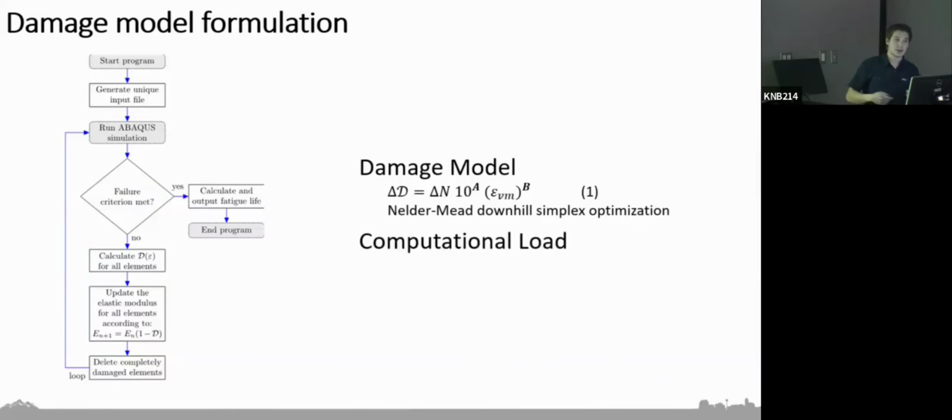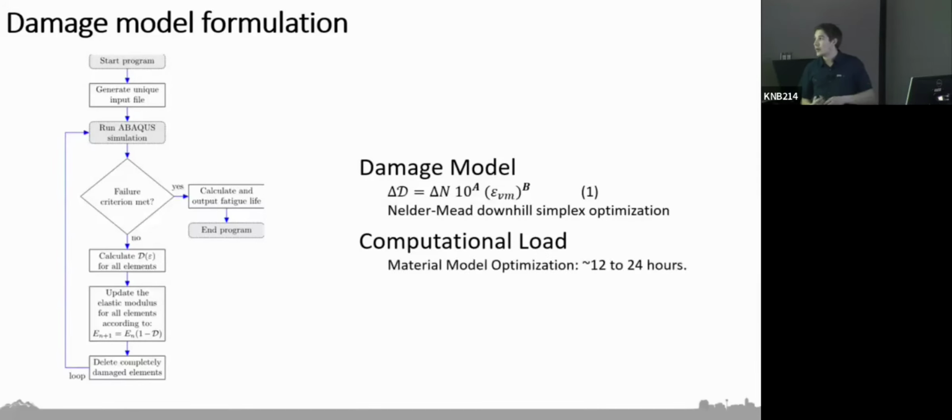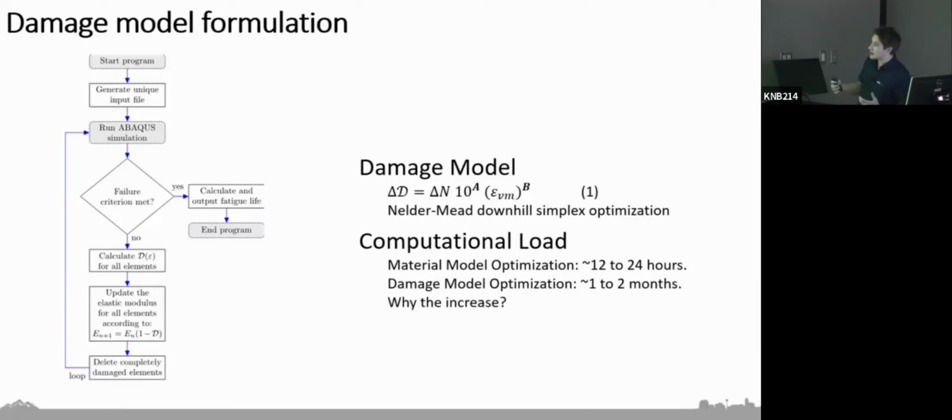And this process, of course, becomes much more computationally intensive. So when we think back to this material model optimization, again, we were looking at somewhere between 12 and 24 hours, depending on how many bones we were optimizing on. But when we run this damage model optimization, we're now looking at something between 1 and 2 months before we find that optimized model. So what's the reason for such a dramatic increase?